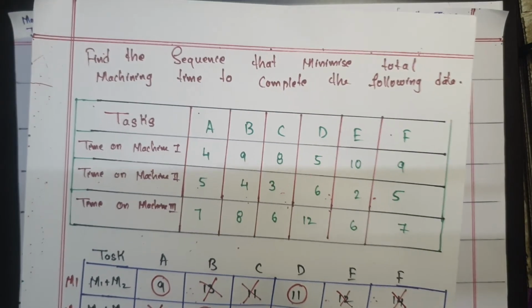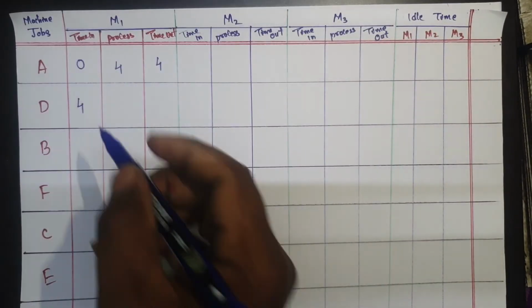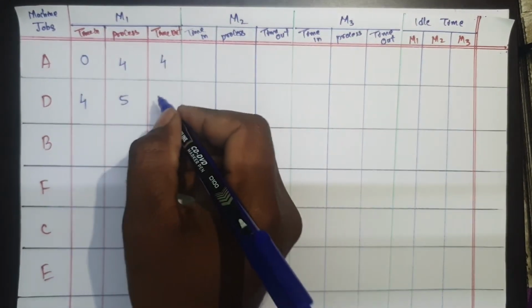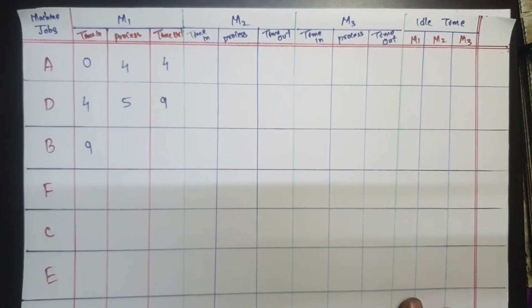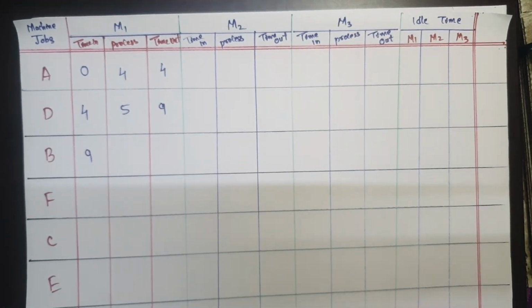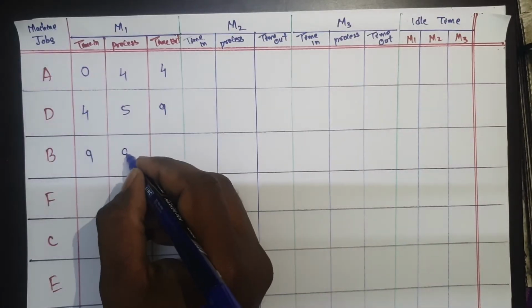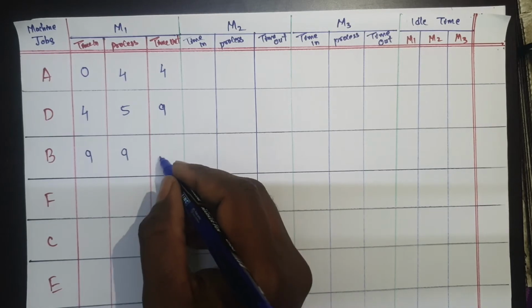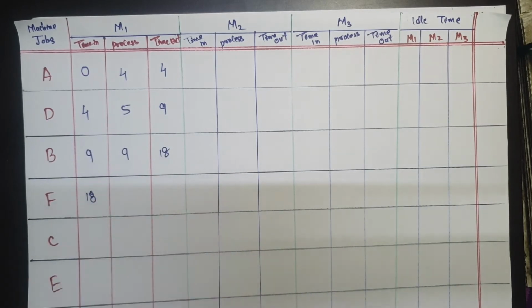After that in D, what is the value? D, 5. In the sequencing D, what is the value here? 5. So, how much it will be? 9. So, this 9 you can write like this, okay. Now, this 9 you can write here. After that B, what is the value of B here? 9 is there. So, 9 how much will be there? 18. So, 18 you can write here and that 18 only you can transfer here.